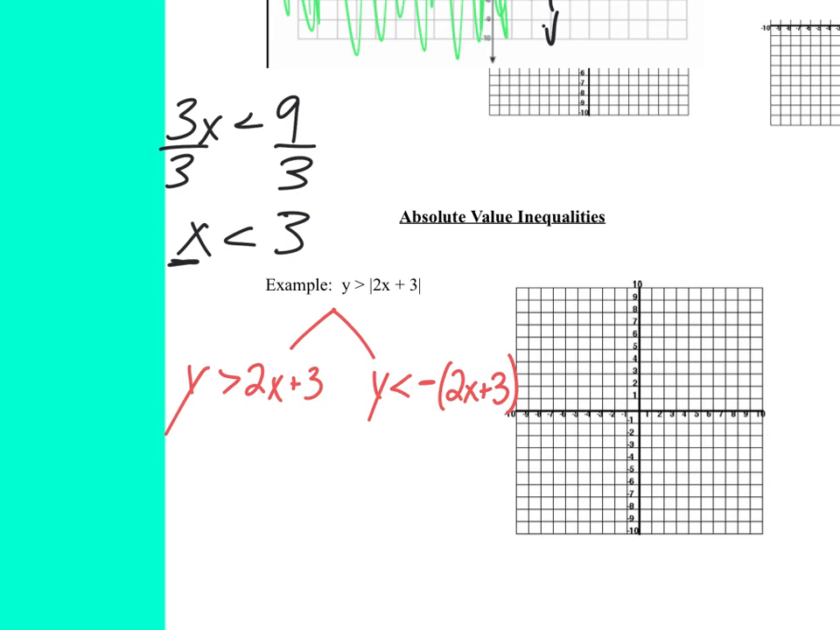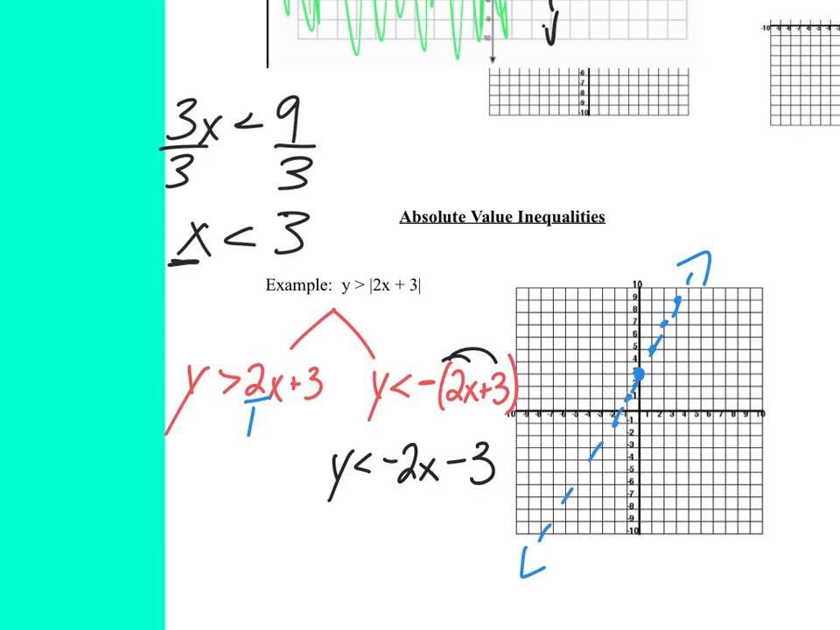So now I'm going to graph the first one, y equals 2x plus 3, or y is greater than 2x plus 3. What's the b value? 3. Slope? 2 over 1, right? And that's going to be a dashed or a solid line? Dashed. So it's going to look like this. All right, the next one, I'm going to distribute out this negative just so I have my equation the right way. So negative times 2x, and then negative times 3. It just gives me y is less than negative 2x minus 3.